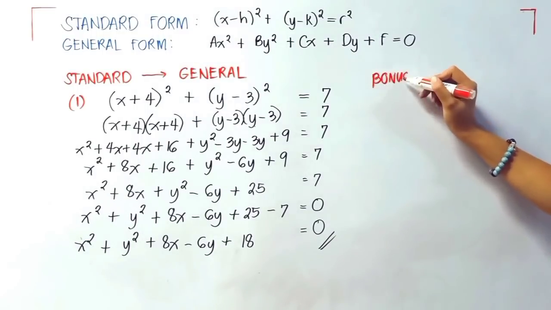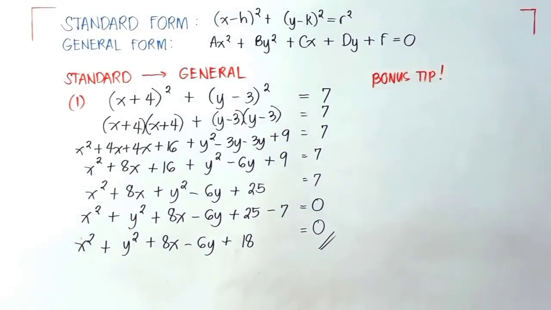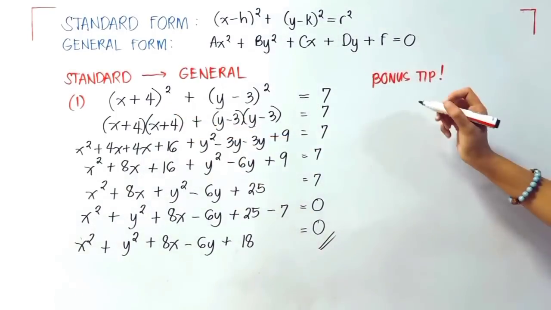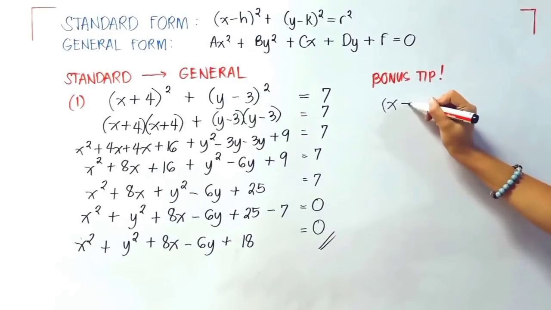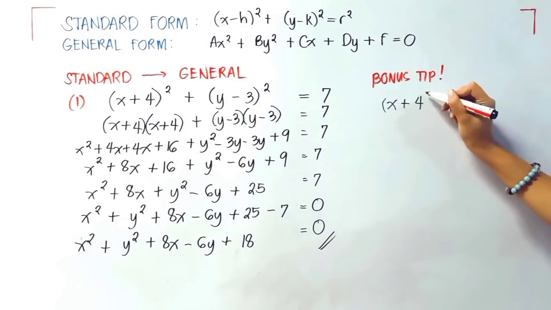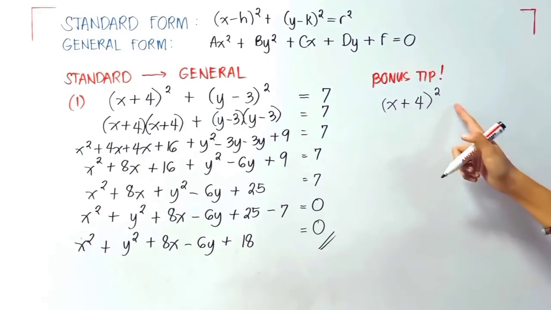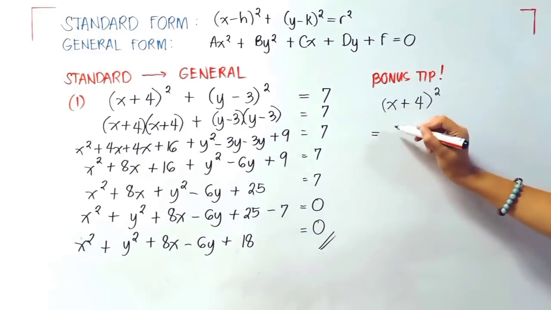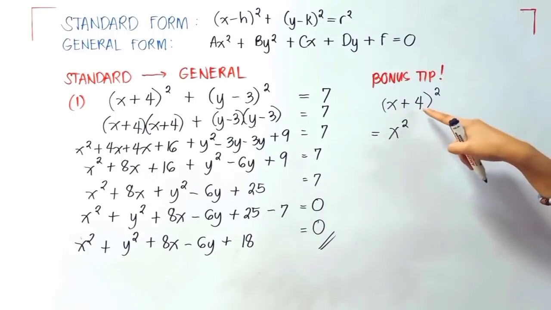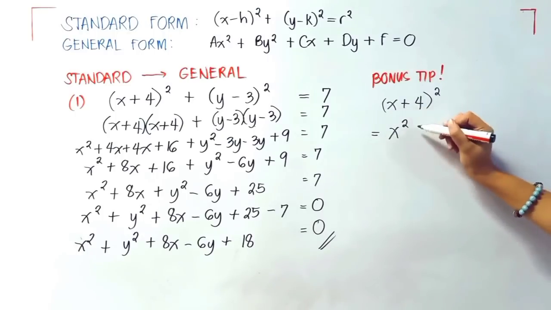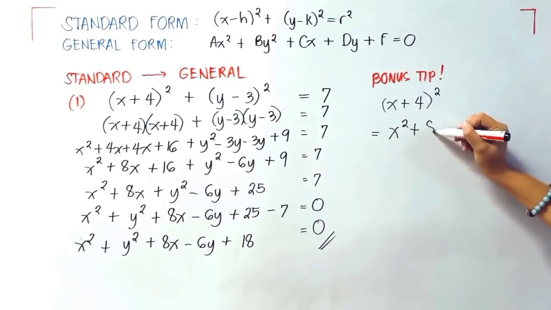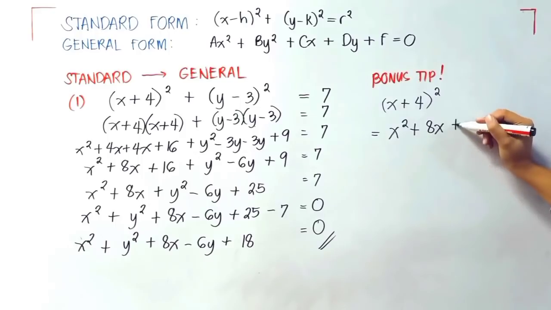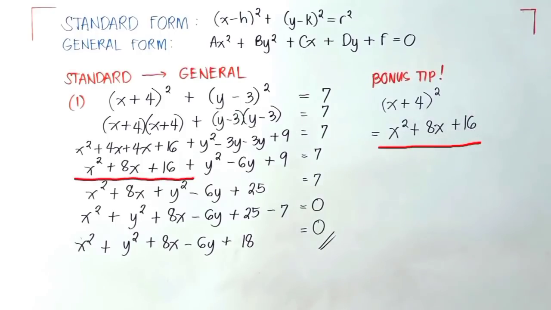For a bonus tip, I'll be showing a shortcut in easily multiplying a binomial to itself. Let's have here (x plus 4) quantity squared. So we'll just square the x, so that would be x squared. And we'll multiply 4 times 2. We have 8, and then just add x. And then 4 squared, we have 16.